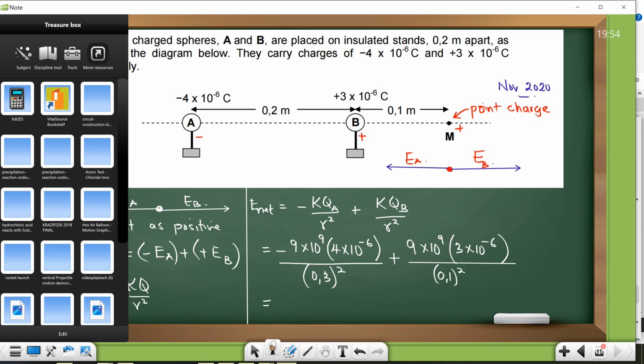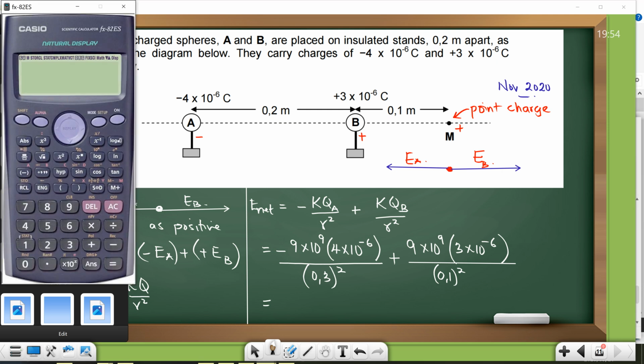Okay, plug this in a calculator. Let's see what our answer would be. Guys, if you write nicely, you just plug it in nicely. Negative 9 times 10 to the power 9 multiplied by 4 times 10 to the power negative 6 over, don't forget your square, that's where we make mistakes, plus 9 times 10 to the power 9 times 3 times 10 to the power negative 6 over 0.1 squared. I love this question. It's quite basic and we can start doing crazy stuff from here. Just put that in your calculator and get your answer.